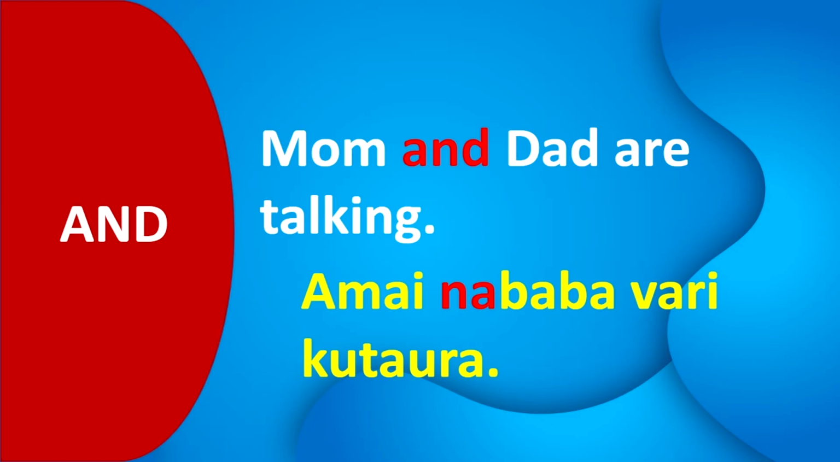So mom is amai. In this case, we didn't use specific names of the people, but we used the proper noun of the people. So those are the two cases where we translate "and" to "na" in Shona: when we are dealing with specific names of people in a sentence, or when we are using the proper nouns of people in sentences. Let's do another example.